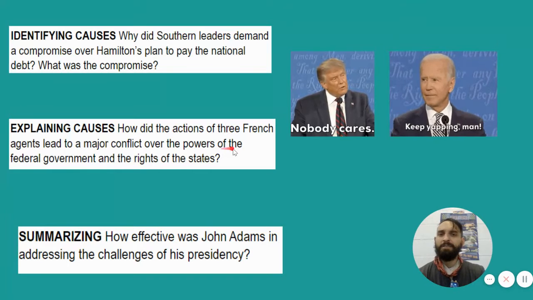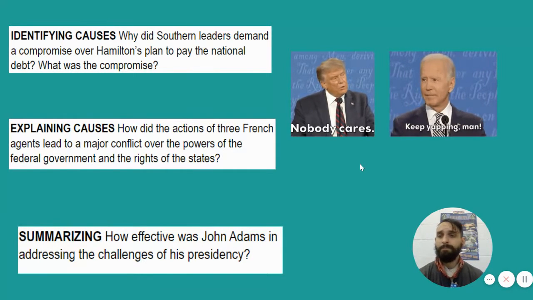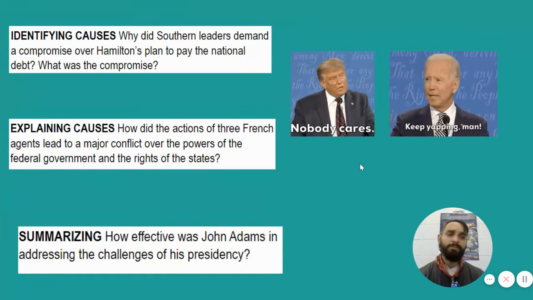Explain causes. How did the actions of the three French agents lead to the major conflict over the powers of the federal government and the rights of the states? So keep in mind, this happened under John Adams' presidency. There were three French agents. We named them by certain letters. They refer to them as agent this and agent this. They pretty much demanded bribe money from the United States for France to stop attacking us.